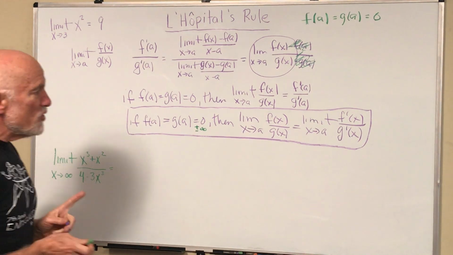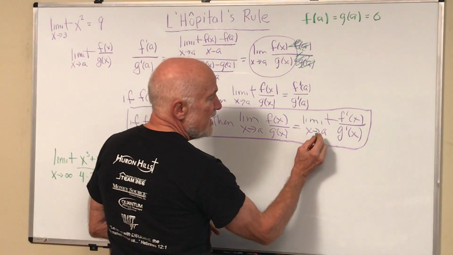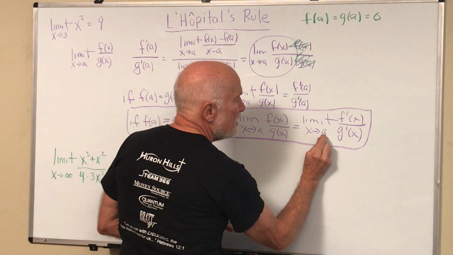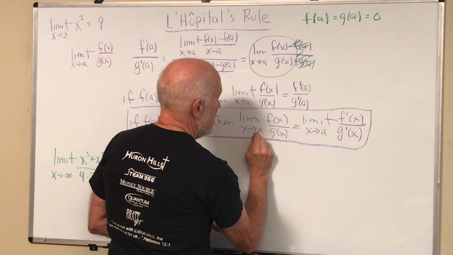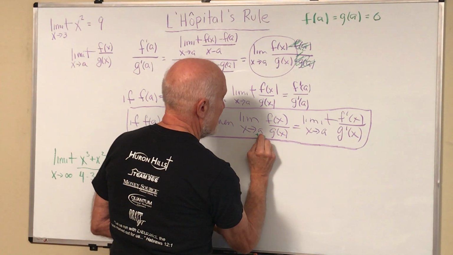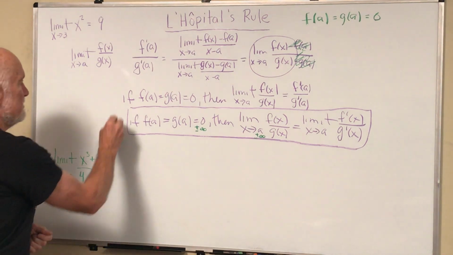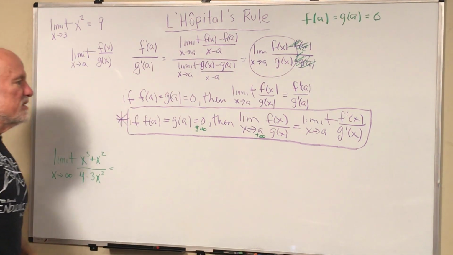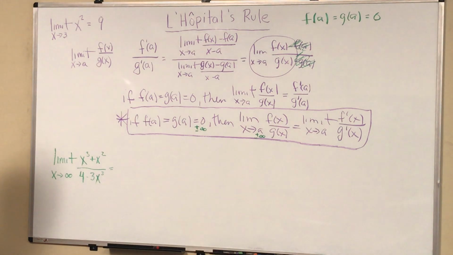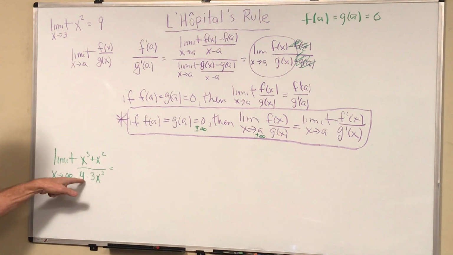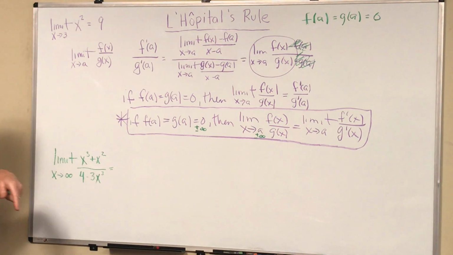And they also went on to prove, or one of them did, that it also works not just as x approaches a, but if x approaches plus or minus infinity. It doesn't have to just approach a number, it can approach infinity. So anyway, pretty important rule. So let's give an example here. The limit as x approaches infinity. Well, when you plug this in, you get infinity over negative infinity.